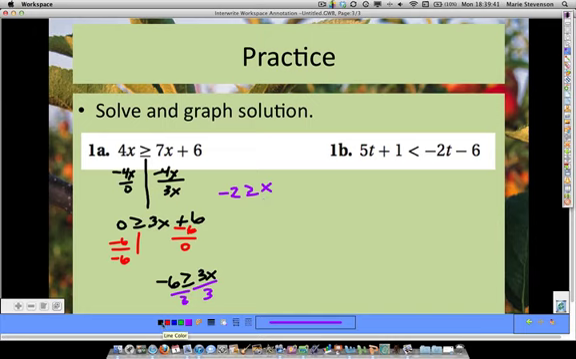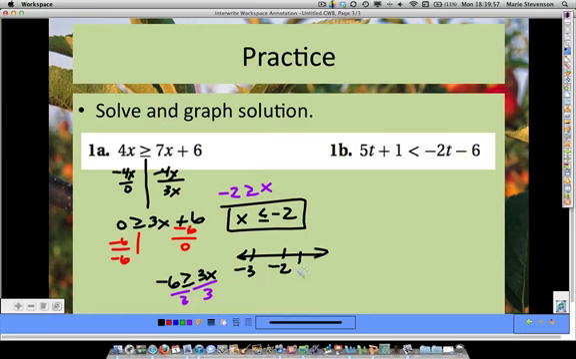Now remember, I want my x term first, so I'm going to rewrite it. That means I have to flip my inequality. I divided by a positive number here, so I did not flip my inequality. The only reason I flipped my inequality is because my variable's on the wrong side. And then, of course, we have our graph, less than or equal to, so closed circle to the left.